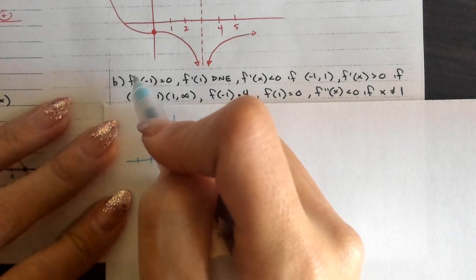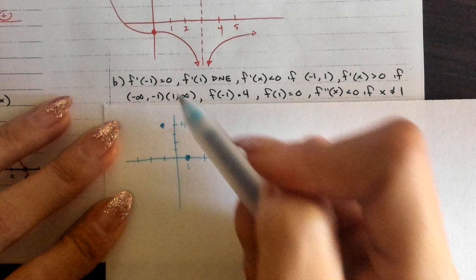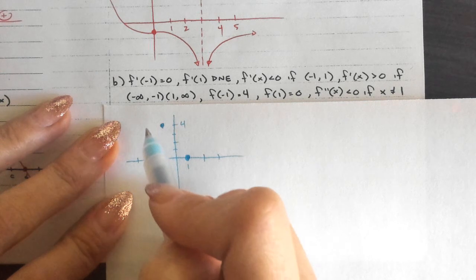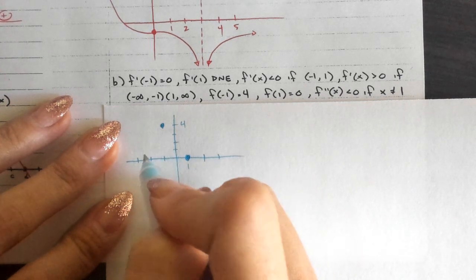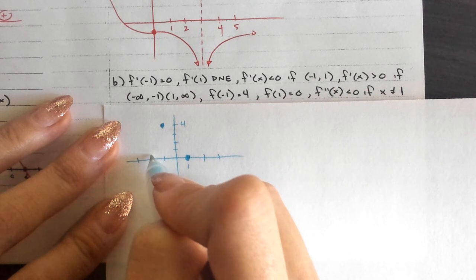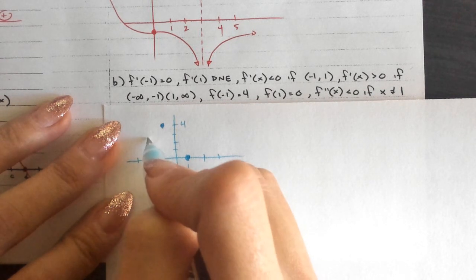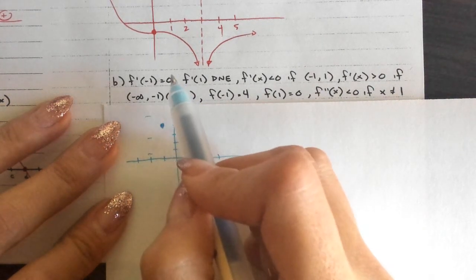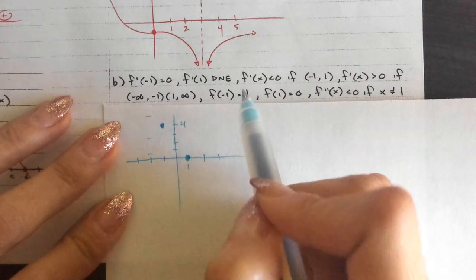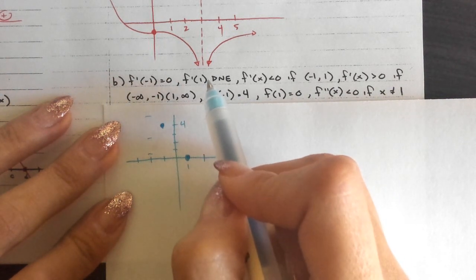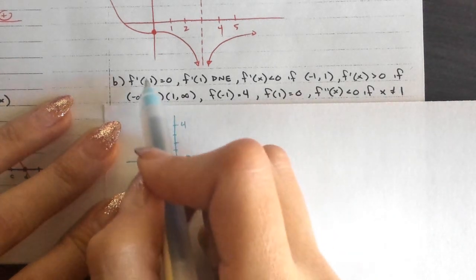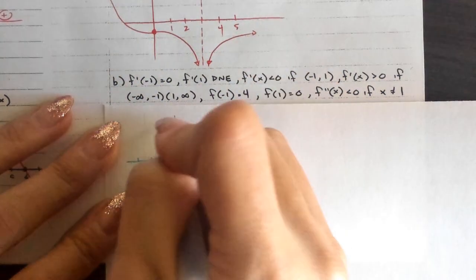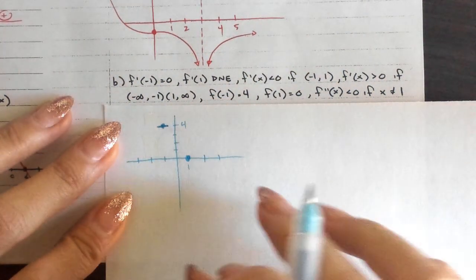So f prime of -1 equals 0. So here there's some sort of slope. Actually, I don't know where it is, but the slope is 0. So it could be here, it could be here, it could be here. I don't know. Okay, but the slope is 0. So I don't want to cross it off yet. I'm going to leave it for a second. F prime of 1. Oh, wait, what just happened? Oh, -1 is here. Duh. I am not doing these notes again. Okay, -1 is here. I already have a point. So 0 slope. That's what it does.